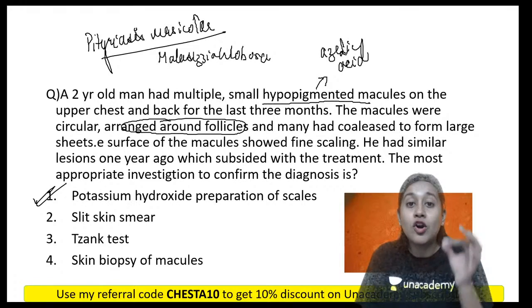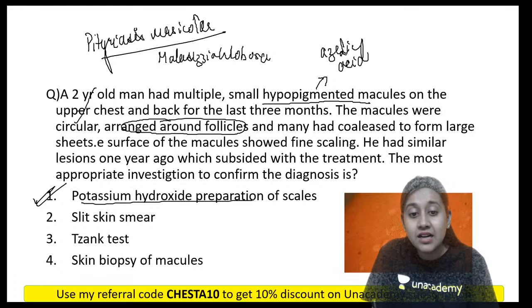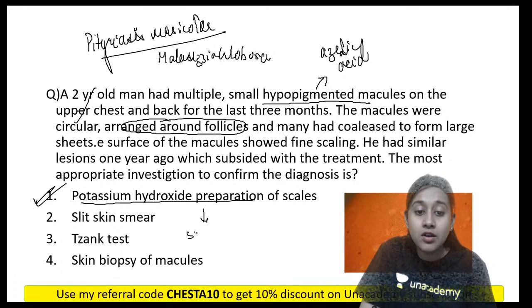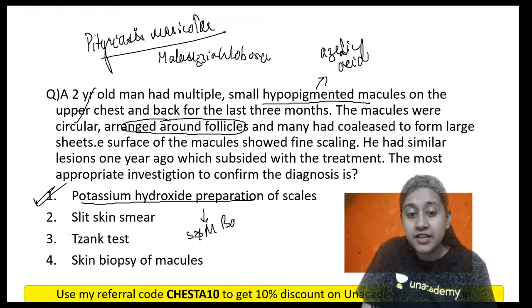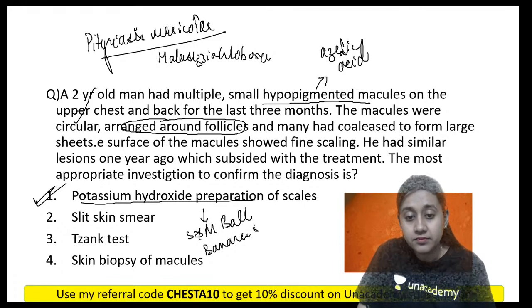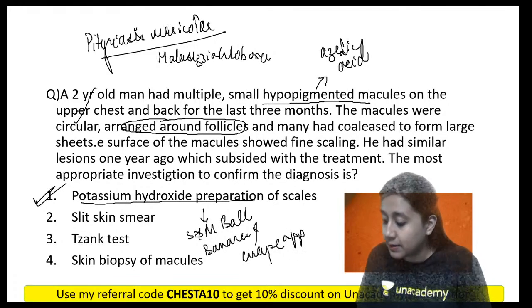Now if you take the scales and do the KOH scraping, you will see a characteristic appearance, and that is called the spaghetti and meatball appearance, or you will see the banana and grape appearance. So please remember these appearances. This is very important for your upcoming exam.